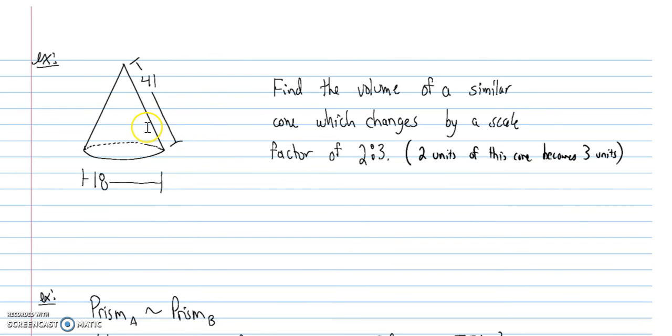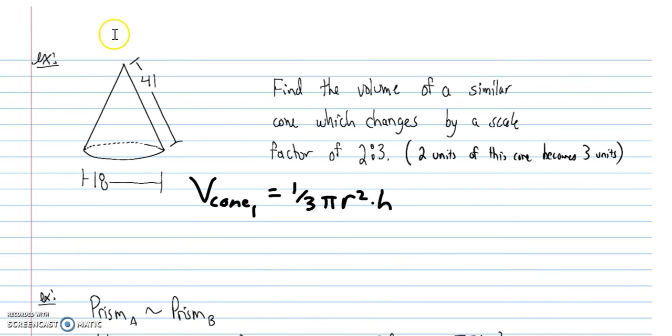We have this cone. We want to find the volume of a similar cone, which changes by a scale factor of 2 to 3. In other words, 2 units of this one are equal to 3 in the other one. I'm going to explain it using those ratios of the volumes. However, you could figure out what the diameter and the slant height of the other one would be, in other words, multiply by 3 halves, multiply by 3 halves, and do it. I'm going to find the volume and then use the ratio. So again, pause your video and see what you can do.